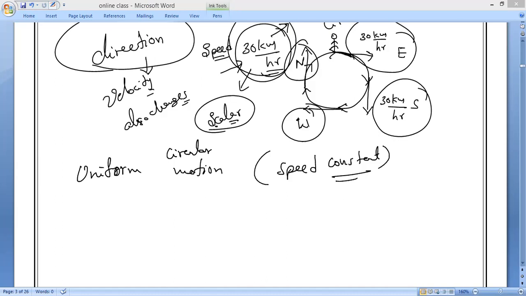Now, you tell me, if the body is in circular motion, is the body continuously accelerating or not? That is what I want to know. Anybody? Yes, please.